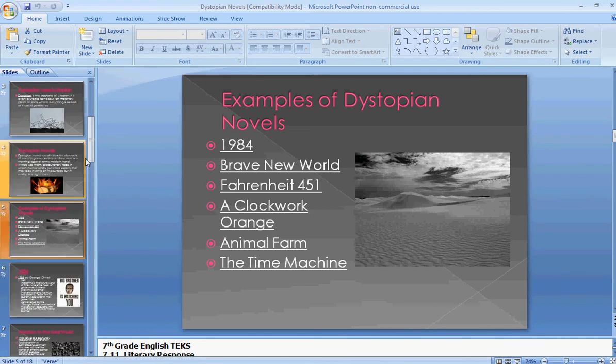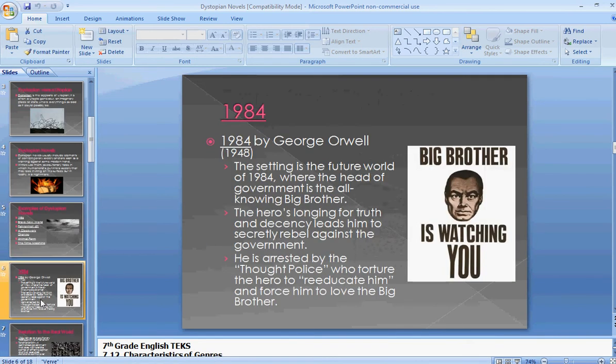And for example, we're not reading 1984, but let's take a look at why 1984 would be a dystopian novel and why it would be important. By George Orwell, the setting of 1984 is the world in a near future, 1984, where the head of the government is the all-knowing, all-powerful Big Brother. The hero's longing for truth and decency leads him to secretly rebel against the government. He is arrested by the thought police, who torture the hero to re-educate him and force him to love Big Brother once again.